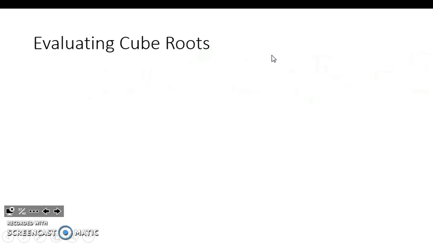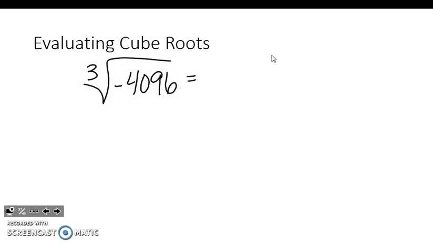All right, we'll do one more, and then I'll give you some practice problems to do on your own. Cube root of -4096. Go ahead and punch it into your calculator and see if you can get the correct answer. Pause your video. Once you punch it in your calculator, you should end up with -16. And you can check it: -16 times -16 times -16 should equal -4096. And it does.